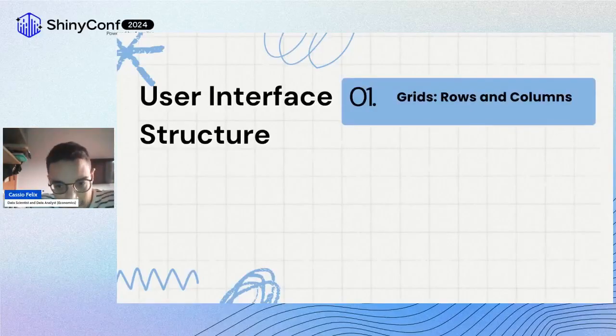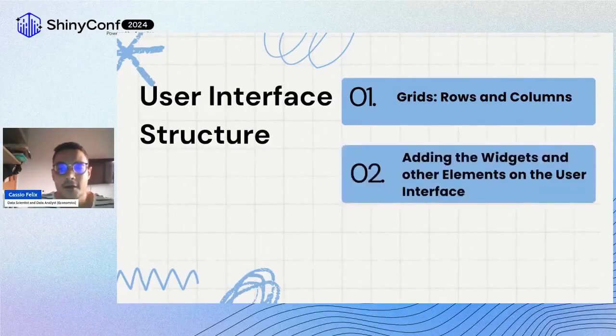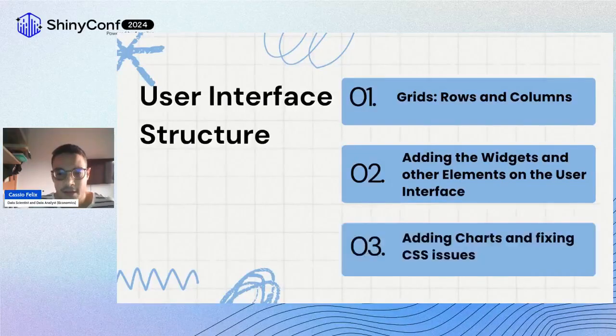The first one that I like to follow is to simply visualize the columns and rows of my dashboard. The second step is adding the widgets on the screen and other elements such as HTML elements, card elements, images, etc. After doing the first step, this is going to be very useful to organize on the screen these elements that we are going to add in the second step. And the third step is to add the chart and fix the last CSS layout problems that we are going to face.